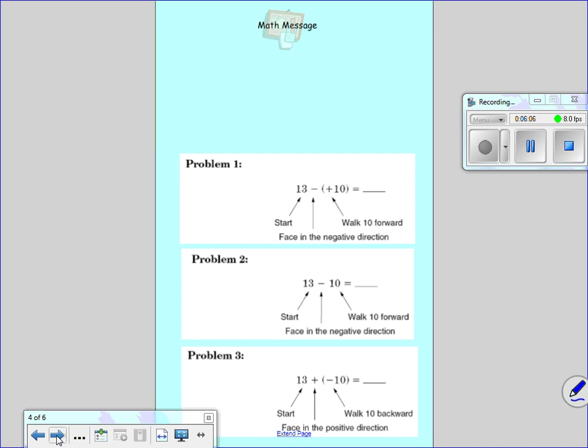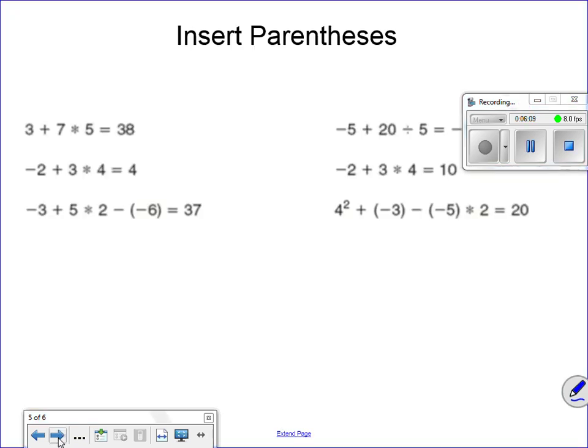Let's take a look at some more things here. We just went over that. Insert parentheses.